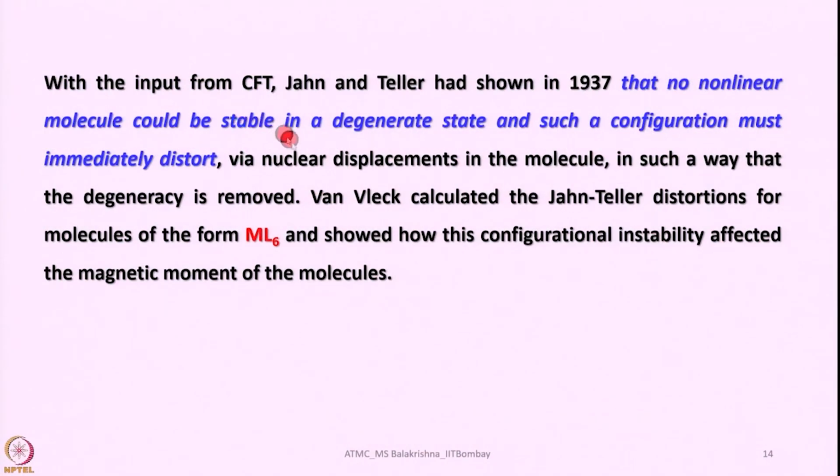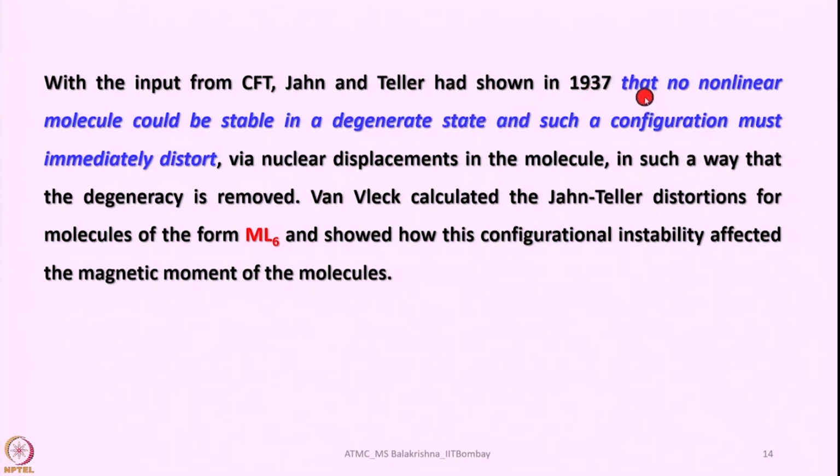With the input from crystal field theory, Jahn and Teller, we call it the Jahn-Teller theorem or Jahn-Teller distortion, I am talking about the same two gentlemen here, showed in 1937 that no nonlinear molecule could be stable in a degenerate state, and such a configuration must immediately distort. This is more or less applicable for dx square minus y square and dz square, because they are always lying in the direction of approach of the ligands, especially in octahedral geometry, and this is more pronounced among octahedral complexes.